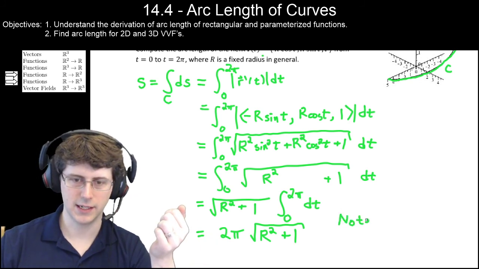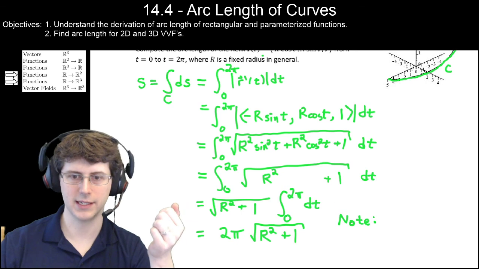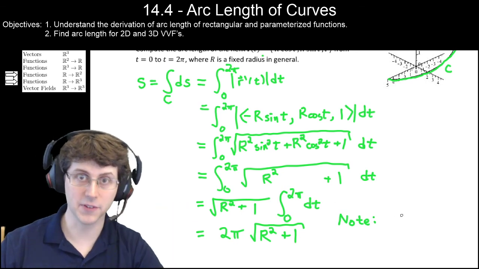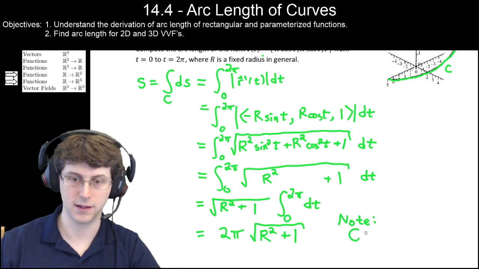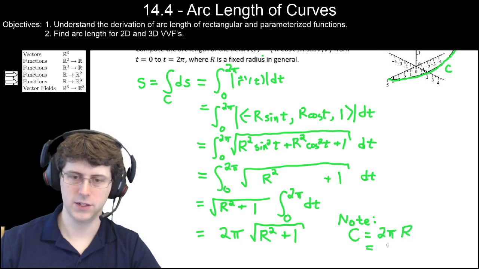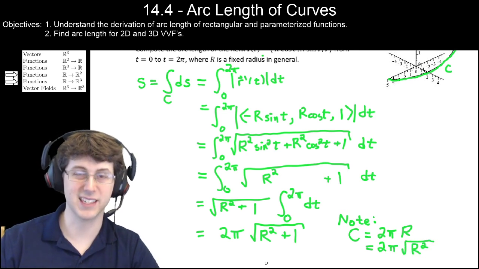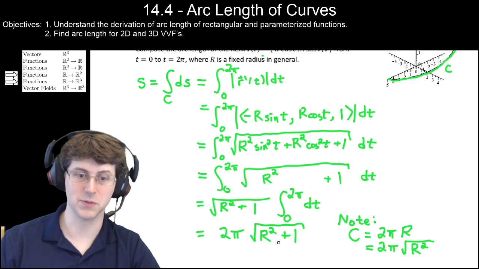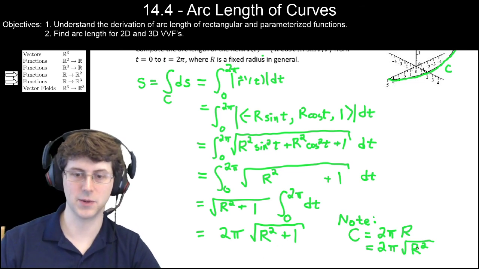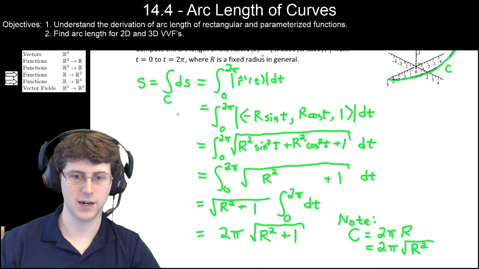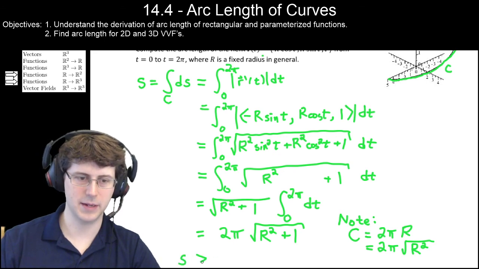We should notice, since this was the point of the question, is this more or less than the circumference of the circle we started with? Well, 2 pi r can be rewritten as 2 pi times the square root of r squared. So in fact, the length of the helix is a little bit longer, because the square root is a little bit larger than the square root over here. So it's a little bit more than the circumference.